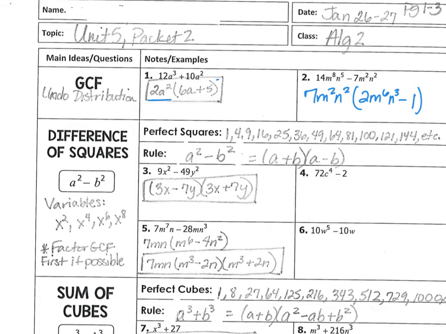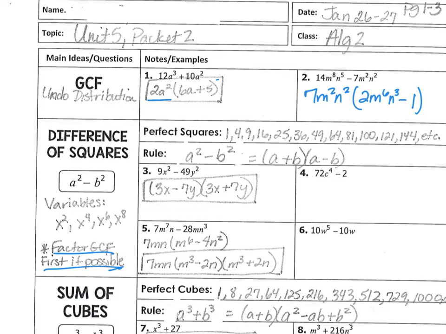Variable-wise, perfect squares are even exponents. So x to the 4th, x to the 6th, x to the 8th, x squared, or c or whatever. One thing that's important, anytime you factor, and it doesn't matter what you factor, you've got to factor your GCF out first if possible. So if you have a GCF, you've got to pull it out. Okay, so how do you split these up?